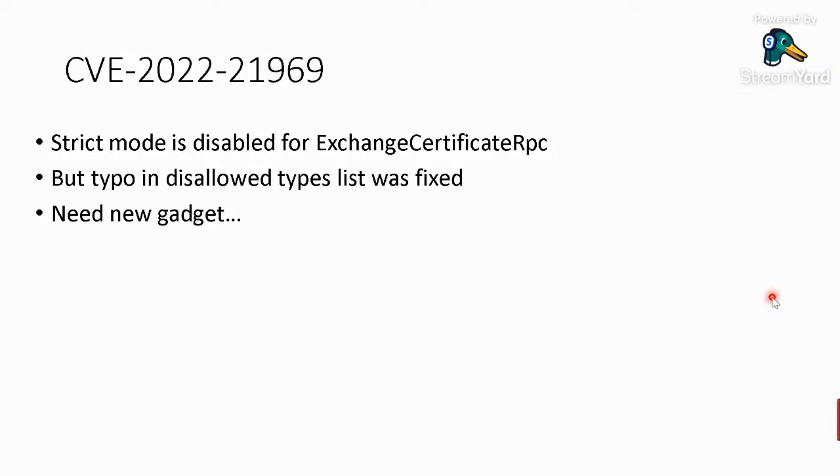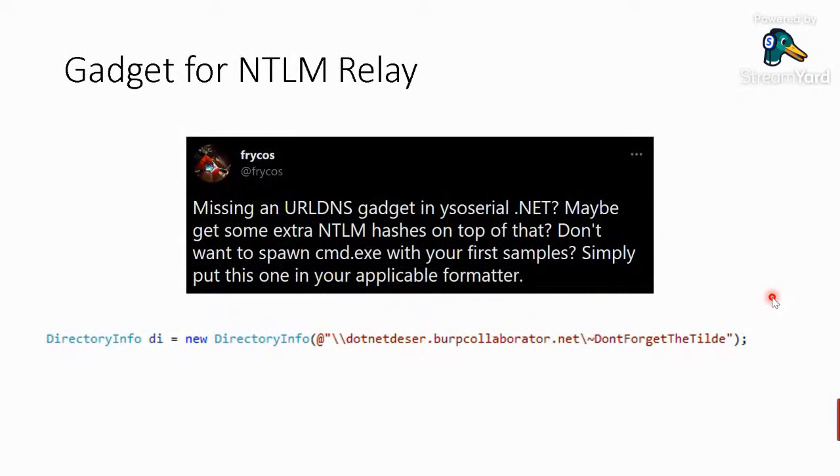So we need to figure out a new gadget that we can abuse. Luckily, the same researcher who was looking into this posted a tweet about a year before about a gadget they wanted in .NET, similar to the one we covered in the beginning, the one that triggers a DNS query. That one was in Java. He was looking for something similar in .NET, and he actually found one with added functionality. So with this DirectoryInfo class, when you deserialize it and its constructor is called, you can trigger an NTLM hash being sent to an arbitrary location.